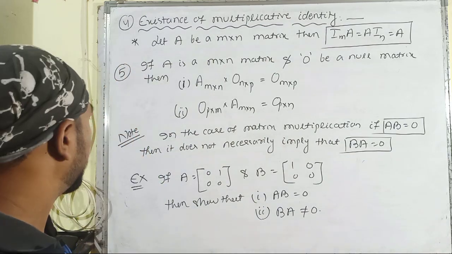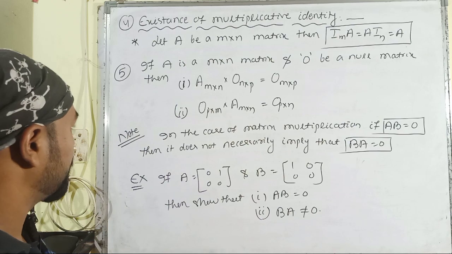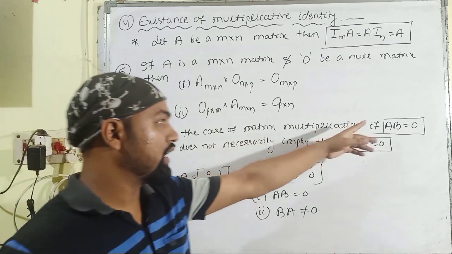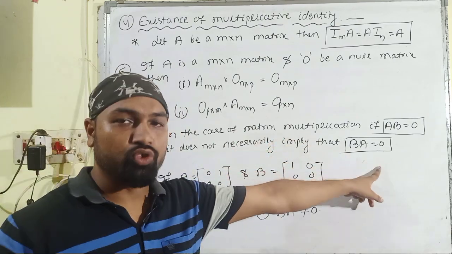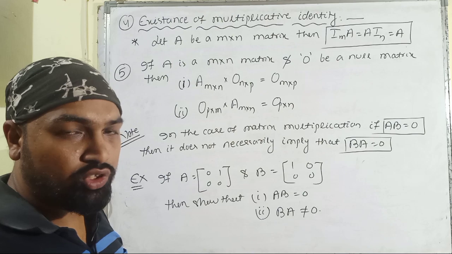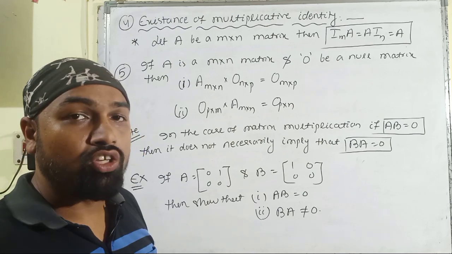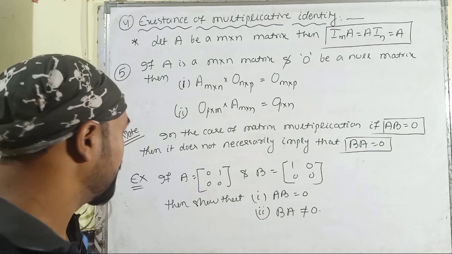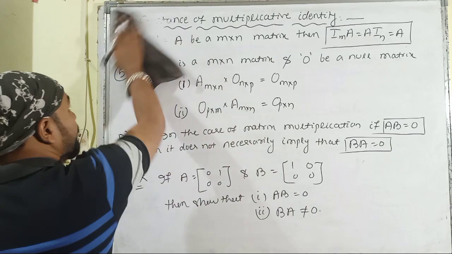So five properties are there, and then some notes. In the case of matrix multiplication, if AB is equal to 0, it is not necessary that BA is equal to 0. That means if AB is equal to 0, it is not necessary that BA will be 0, but BA may be a non-zero matrix or non-null matrix. And this is the example based upon this note, and we have to solve it.